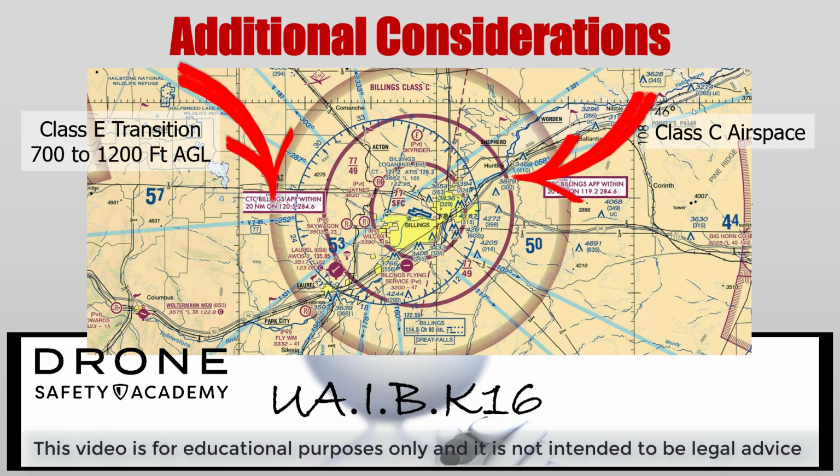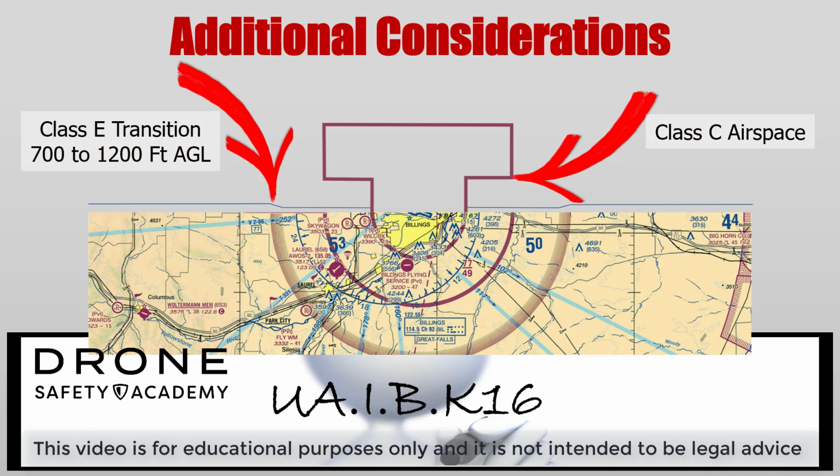This is the VFR sectional chart of the previous slide. Here you can see the ring of the Class C and also the Class E transition area from 700 to 1200 feet AGL. It'll make better sense when we look at this with a profile view. With this profile view, you can see the Class E transition area just a little bit better.